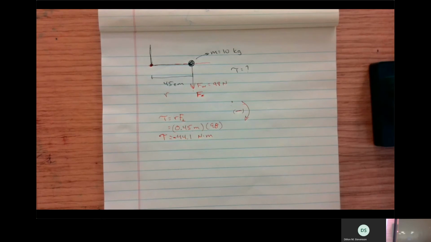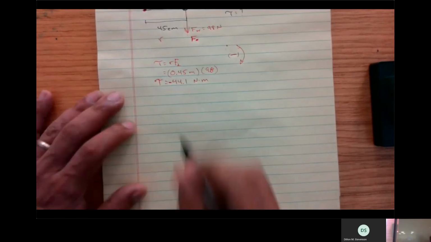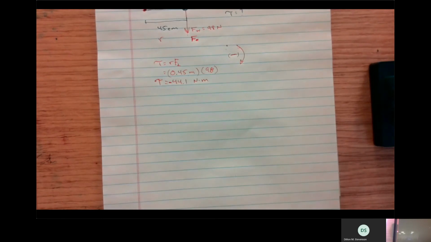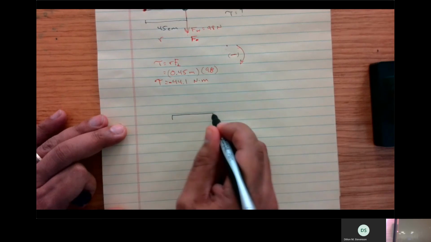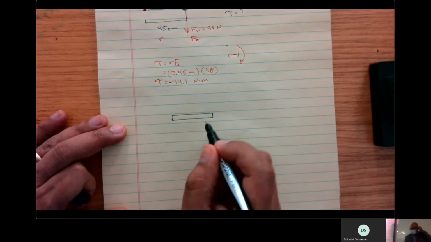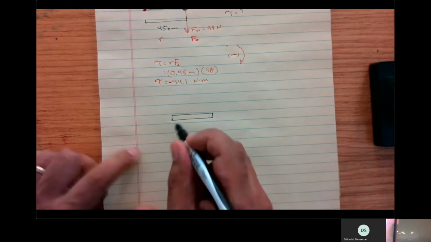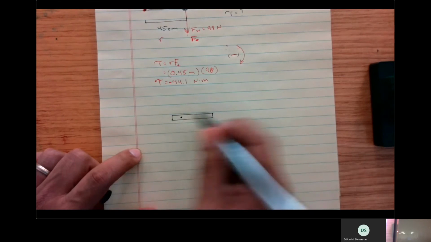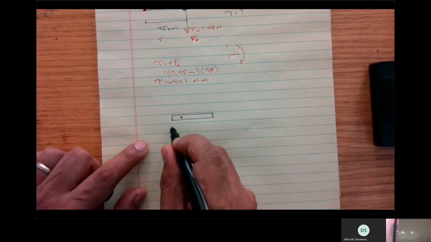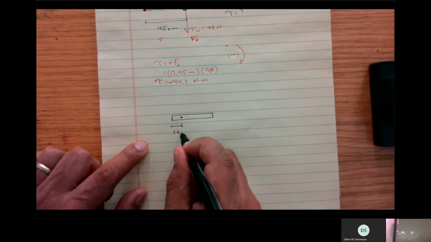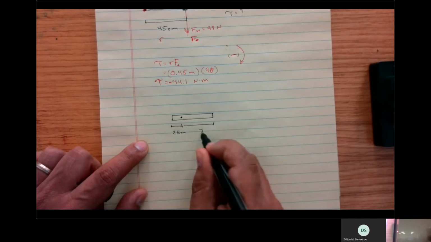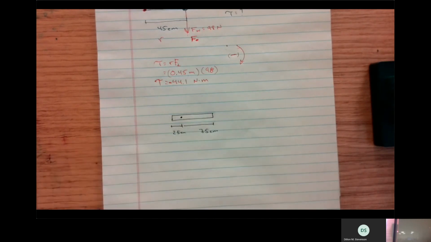We're going to try to do another one. This is just a piece of wood. And the pivot point is not going to be at the center, it's going to be more to one side. And you can imagine that the distance from one side is going to be 25 centimeters, and from the other side is going to be 75 centimeters. This is a 1 meter long piece of wood, and the pivot point is at 1/4 of the length.